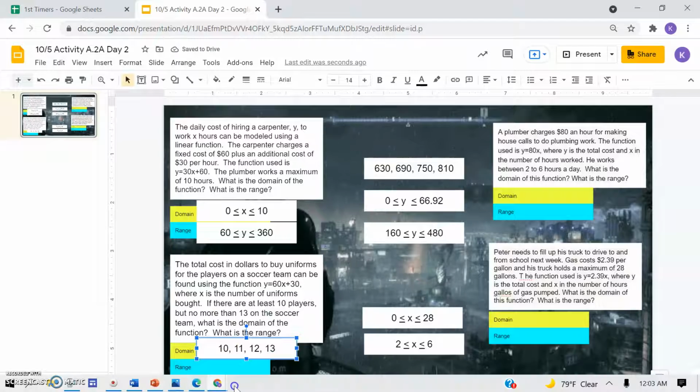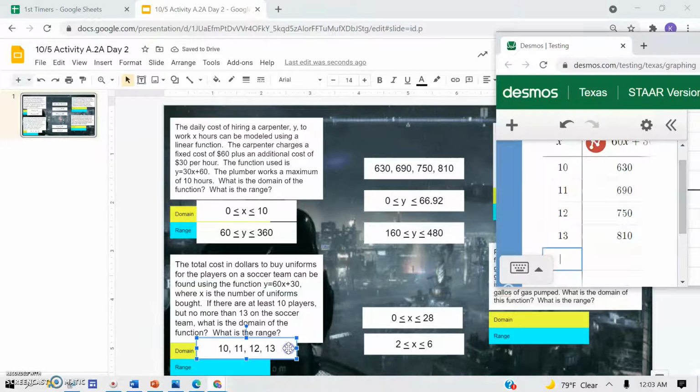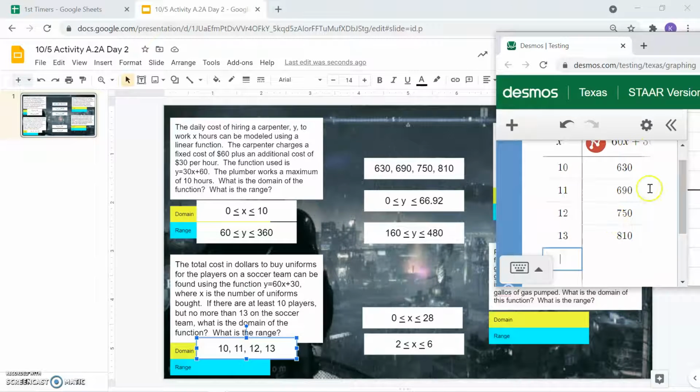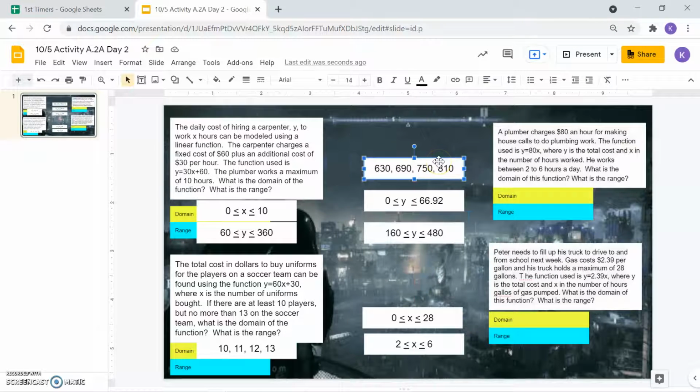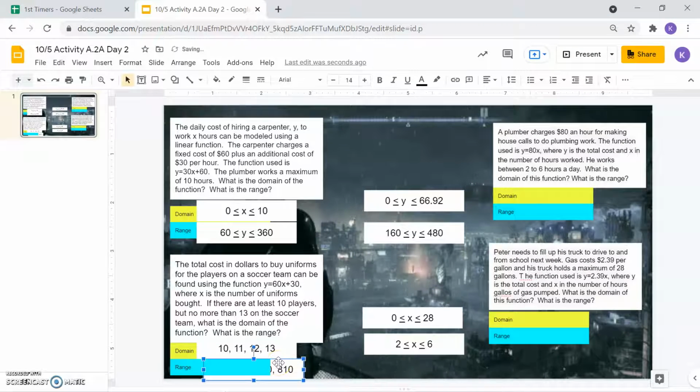Now, what is the range? Let's open up our calculator. And the range is right here, which is the price. So if we order 10 uniforms, it's going to cost $630, and then $690, and then $750, and then $810. So this one right here will be our range. Let's go to the next one.